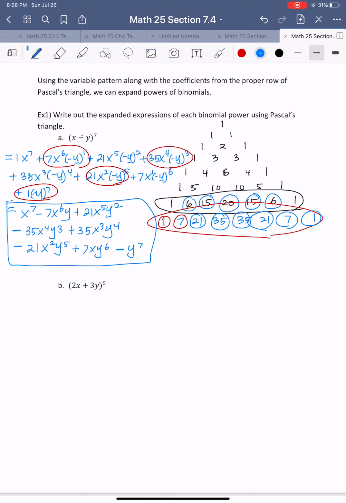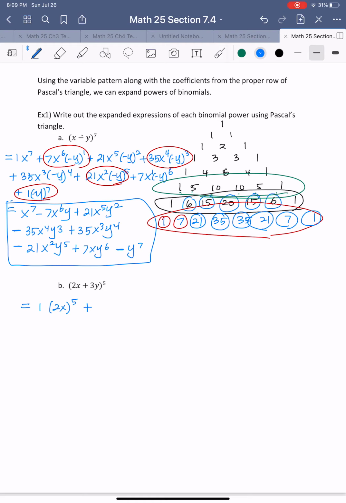So now we have (2x + 3y) to the fifth power. We need the 6 terms, so I think I'm going to use this row: 1, 2, 3, 4, 5, 6, right? But this time not just x and y. So I'm using 1 times (2x) to the fifth power.